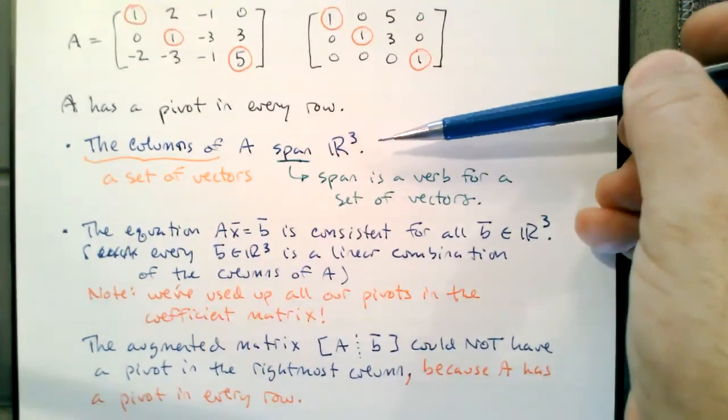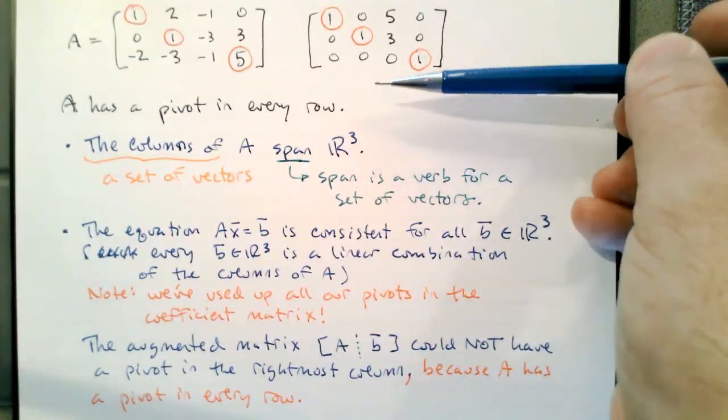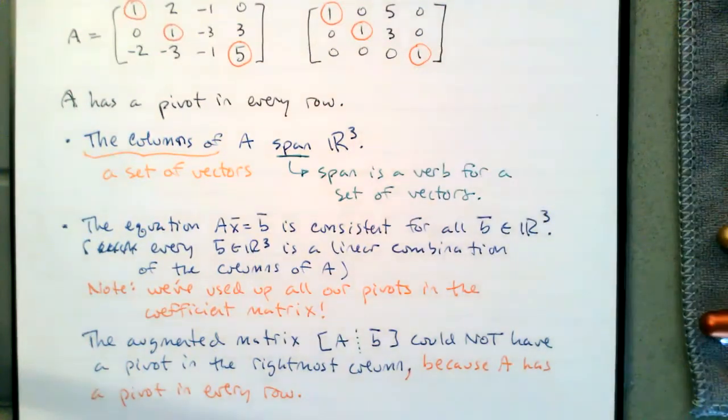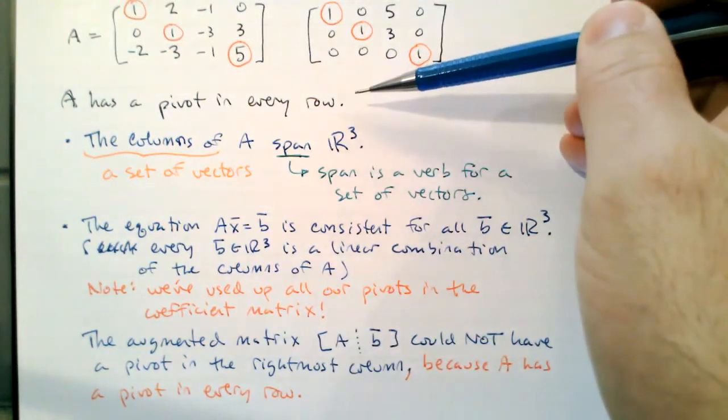So if I ask, do the columns of A span R3? Yes, because A has a pivot in every row. Is the equation AX equal B consistent for all B in R3? Yes, because A has a pivot in every row.